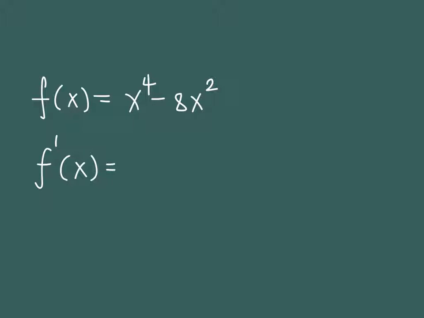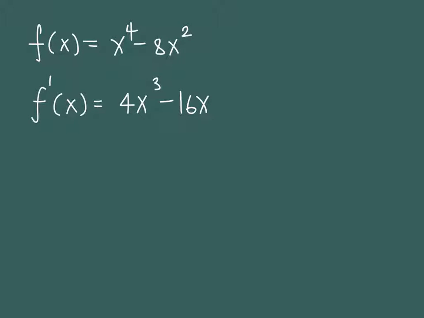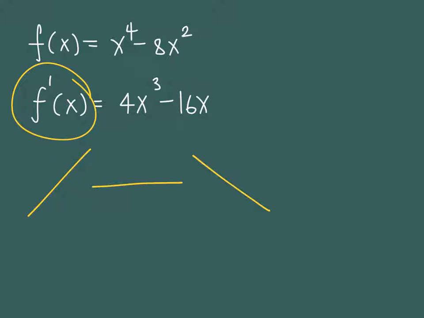The first derivative is 4x cubed minus 16x. And always remember that the derivative tells us the slope. Is it positive? Is it 0? Is it negative? A positive slope means increasing. A 0 means it's a horizontal tangent line. And then when it is a negative slope, it means decreasing.